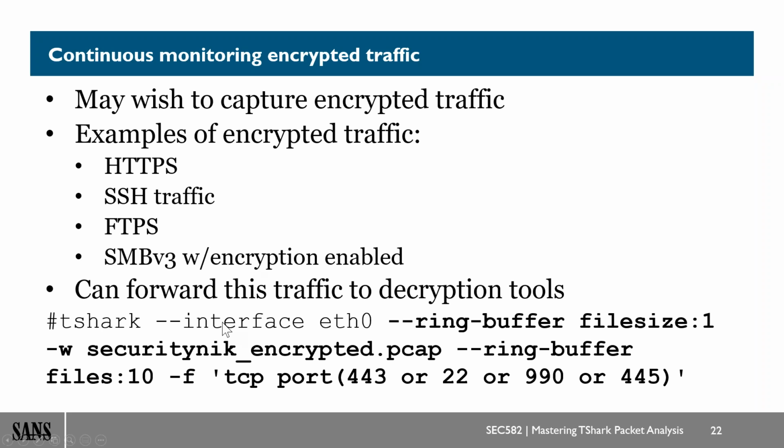So here we're telling TShark, once again, we're using the ring buffer, but we're using a capture filter, note the -f. We're using a capture filter, and we say we want to capture traffic on TCP port 443 or 22 or 990 or 445, typically associated with encrypted communication. We have HTTPS, we have SSH, we have FTP.